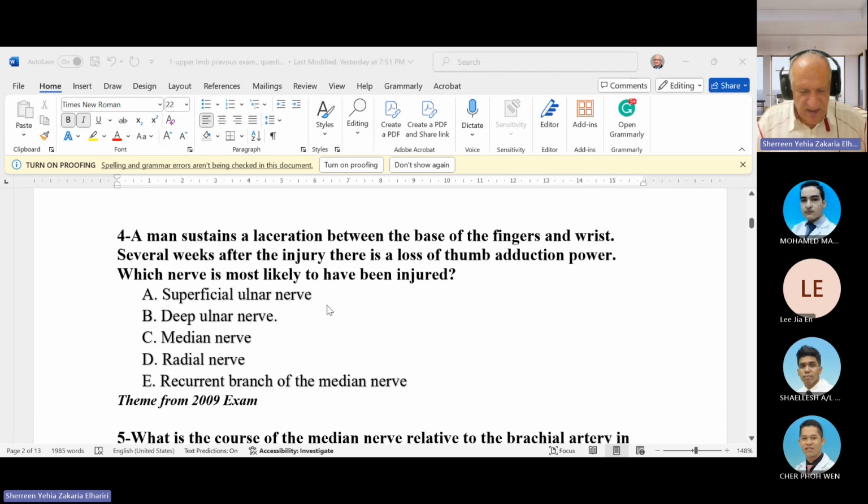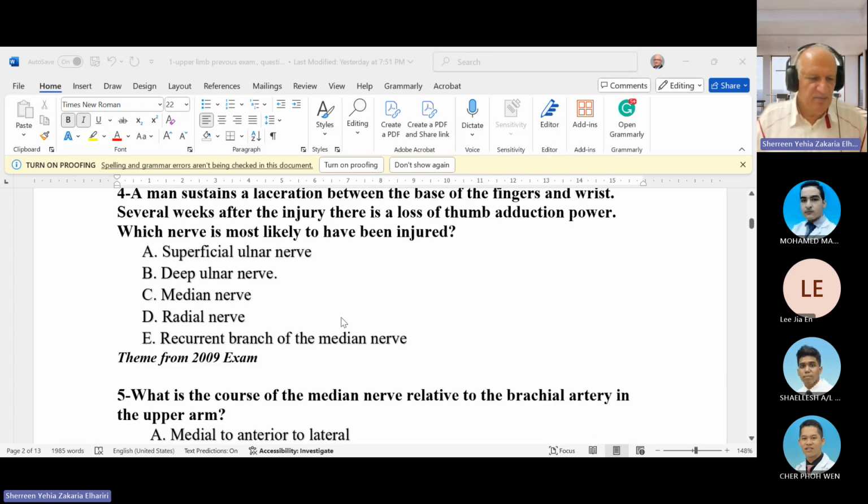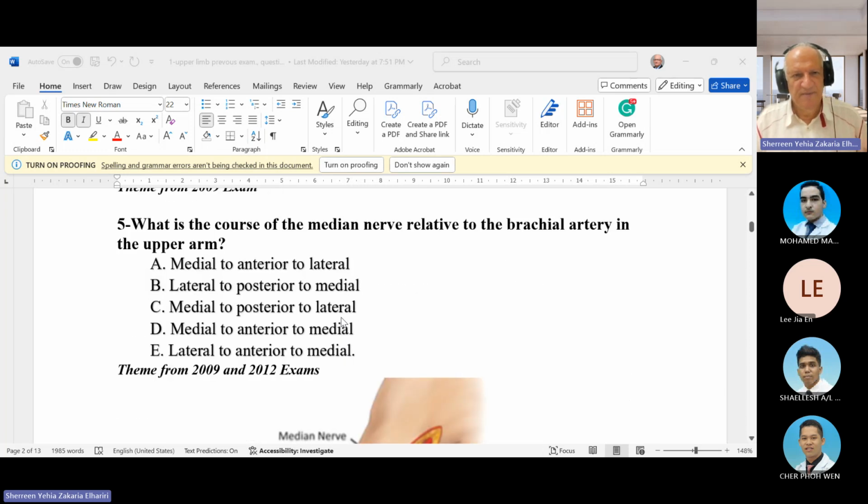After that, a man sustained lacerations between the base of the fingers and the wrist. Several weeks after injury, there is loss of thumb adductor power. Which nerve is most likely to be injured? So it is the same scenario. The patient has a problem in adduction of the thumb. So the same answer, which is the deep ulnar nerve. Of course, some topics came many times with different wording.